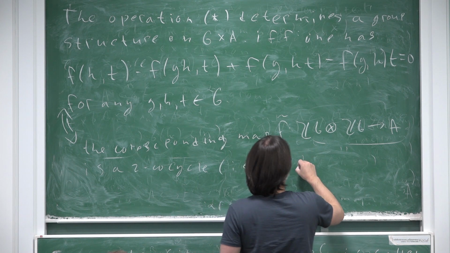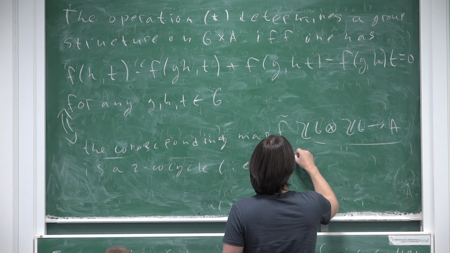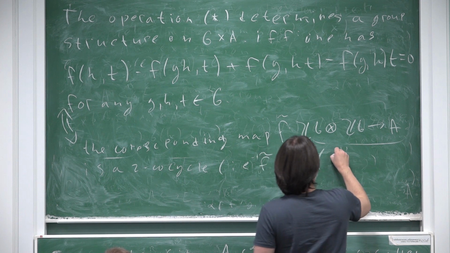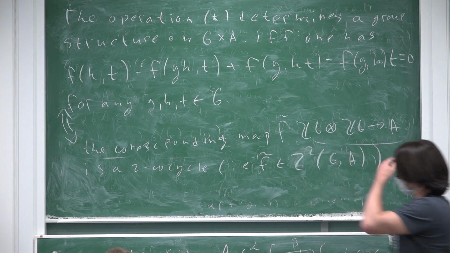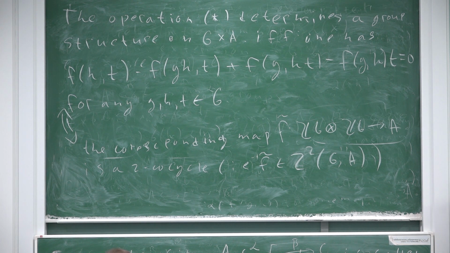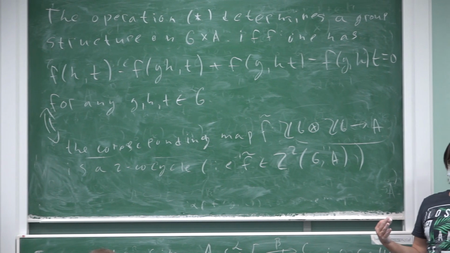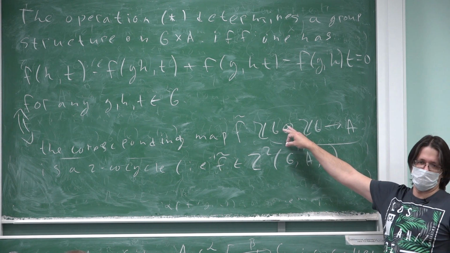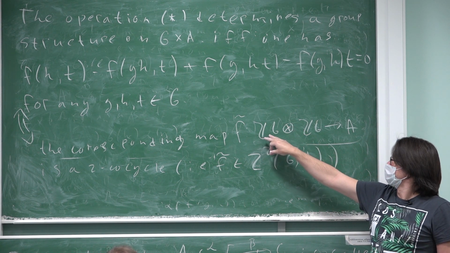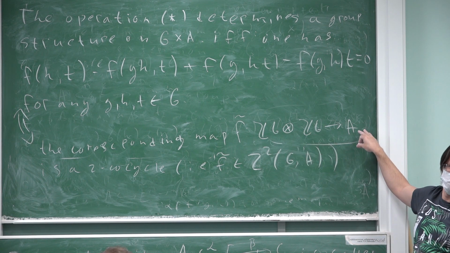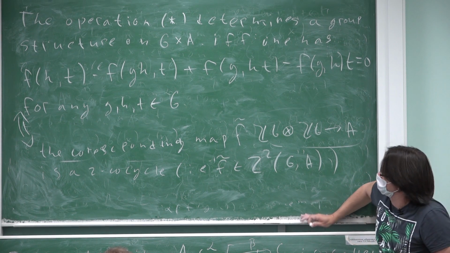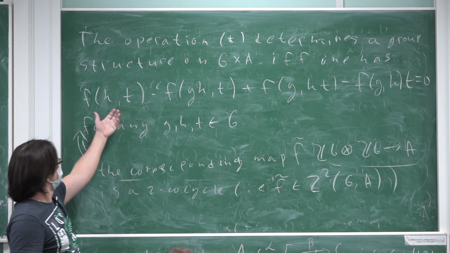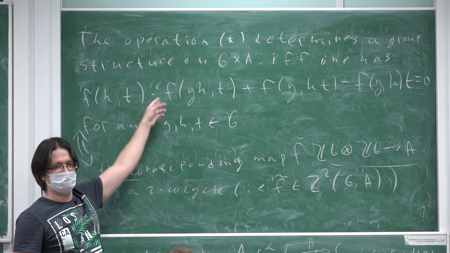F tilde is from Z2(G, A). So probably you remember that when we compute the group homology, we apply Hom to the bar resolution, and the second term is exactly maps from ZG tensor ZG to A. And if you apply the corresponding differential to F and evaluate it on the triple GHT, you will get exactly this.